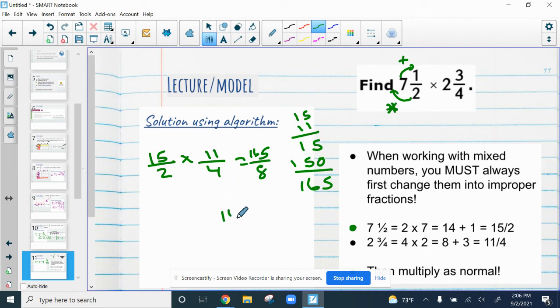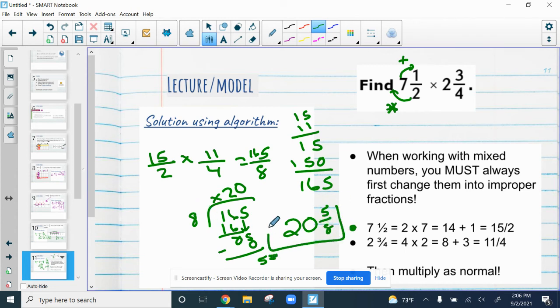All right, now let's divide this out to get our mixed number again. 165 divided by 8. 8 does not go into 1, but it goes into 16 twice. 8 times 2 is 16. Bring down our 5. 8 fits into 5 0 times. 8 times 0 is 0, subtract, and we get 5. So this here is going to be 20 with 5 out of 8 pieces left over. So 20 and 5/8. 20 wholes, and our remainder is 5 out of 8.